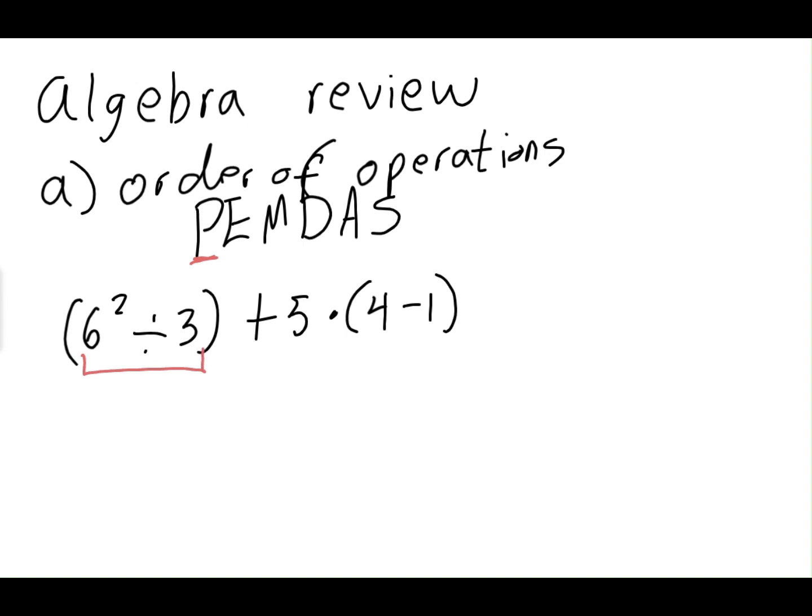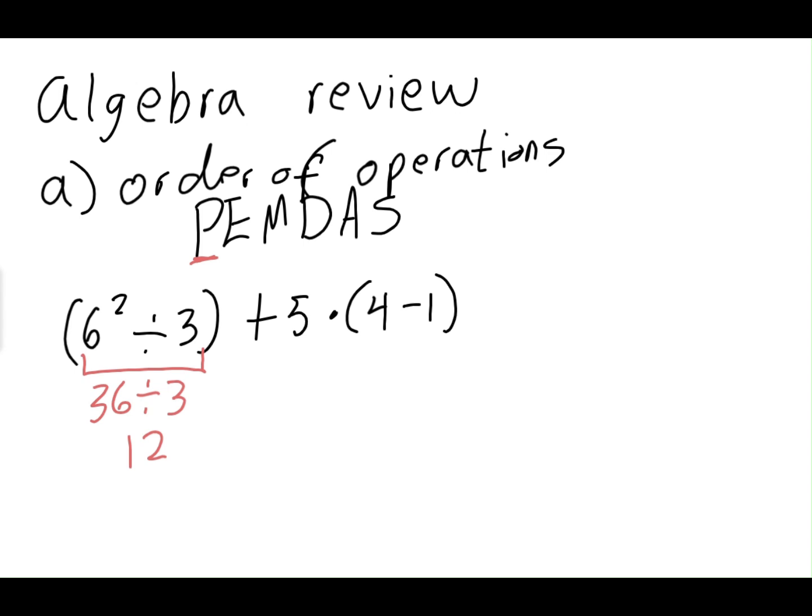We have 6 squared divided by 3. There's no parentheses inside of that, so we can go on to the exponent, which is 6 squared, so that's 36 divided by 3. And then we go on to multiplication and division. Well, there's division, so 36 divided by 3 is 12. So we've done that parenthesis.